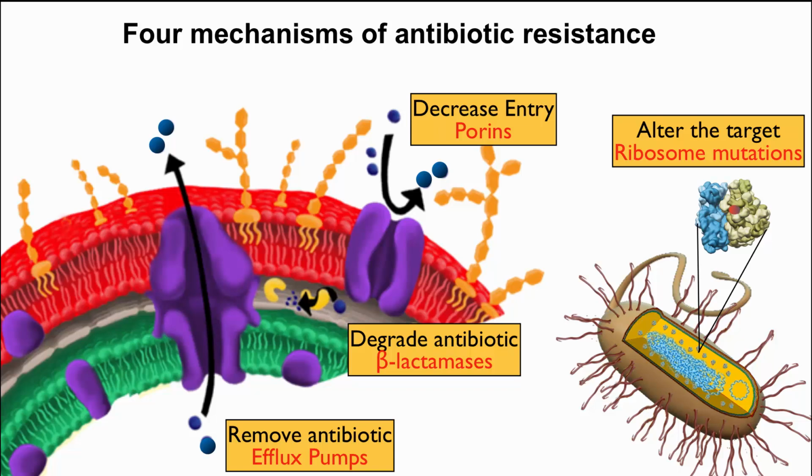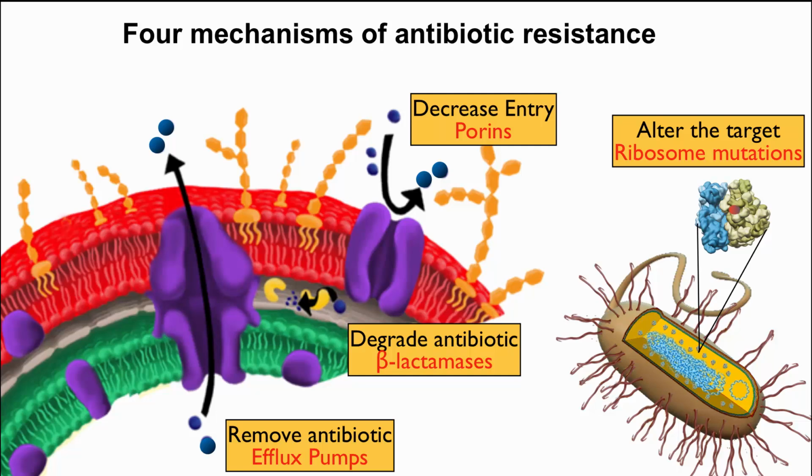These resistance mechanisms can be transferred from one bacteria to another through horizontal gene transfer. In this image, we have a cartoon bacteria in the right corner, and on the left is an enlargement of the cell envelope of a gram-negative bacterium. The outer membrane is in red, the inner membrane in green, and the cell wall is in between in gray in the periplasmic space. The purple structures that you see are the proteins embedded in the cell envelope.